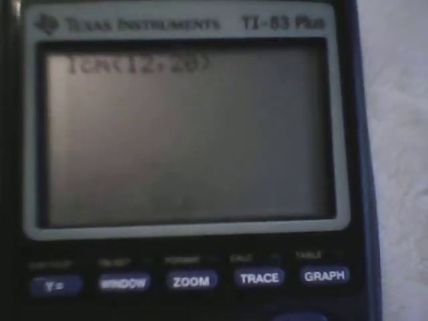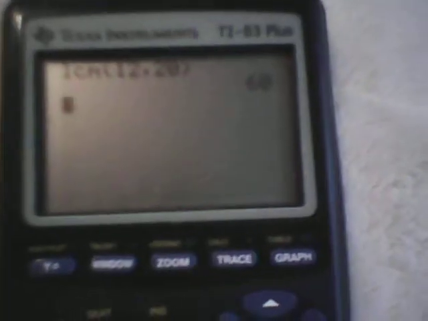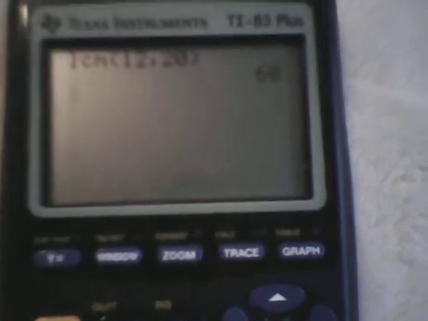So you're going to hit the LCM button. Let's say you have 12 and 20. So type in 12, comma, 20, close your parentheses, and it tells you that 60 would be your least common denominator if you were doing a fraction that had 12 and 20 as your denominators.